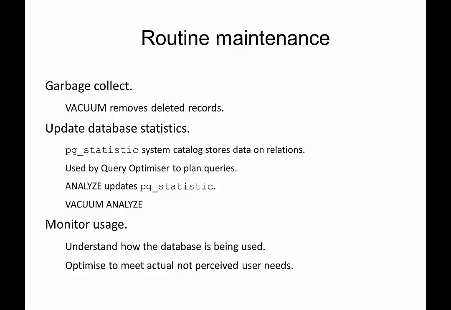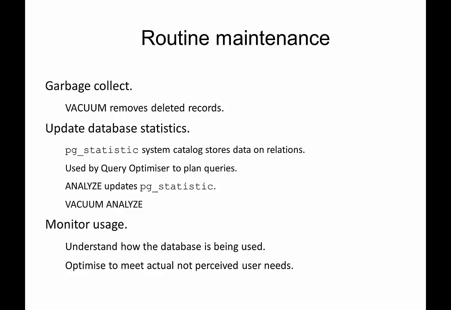Remember vacuum. When you delete records in a database, they're not deleted off disk, they're merely marked as being old. So if you've got a database system with lots of updates, you need to vacuum regularly. Remember the database statistics, which are used by the query planner to plan how queries are undertaken, make sure they're up to date. If your PG statistics aren't up to date, your optimizer will not be planning the queries in an optimal manner. Analyze updates PG statistics.